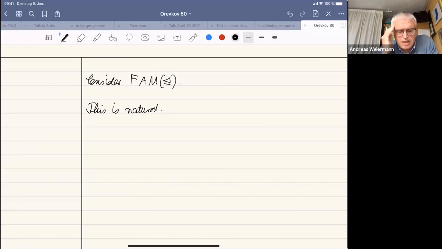Why is this natural? Because this FAM principle just speaks about numbers. And I tried to argue that this relation here is also natural. Okay, the next theorem is then: FAM with this relation is true.